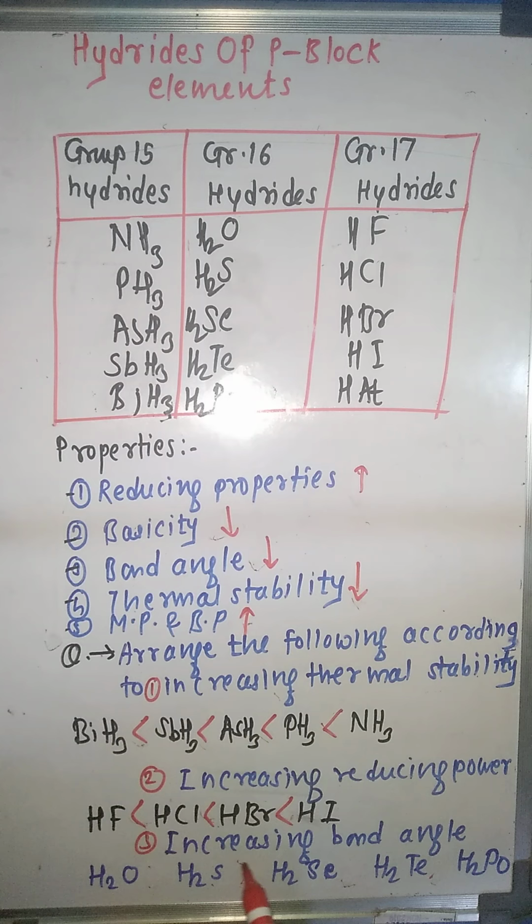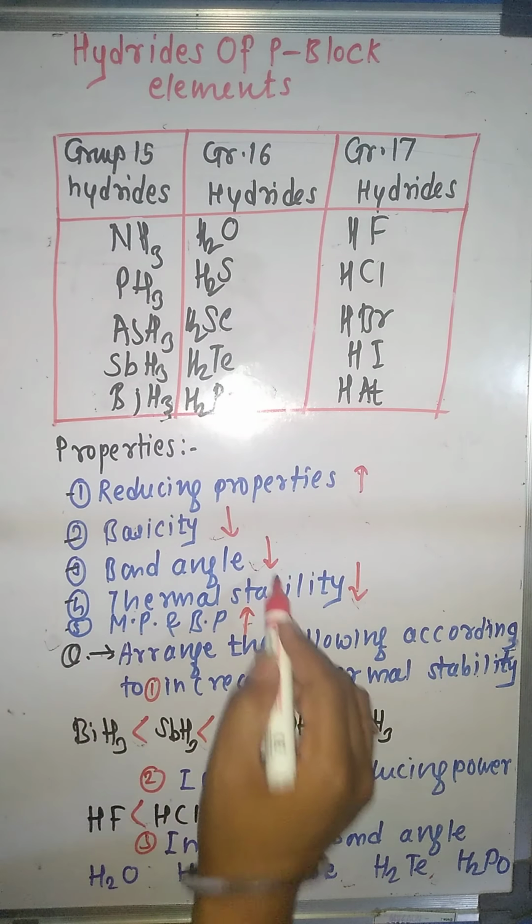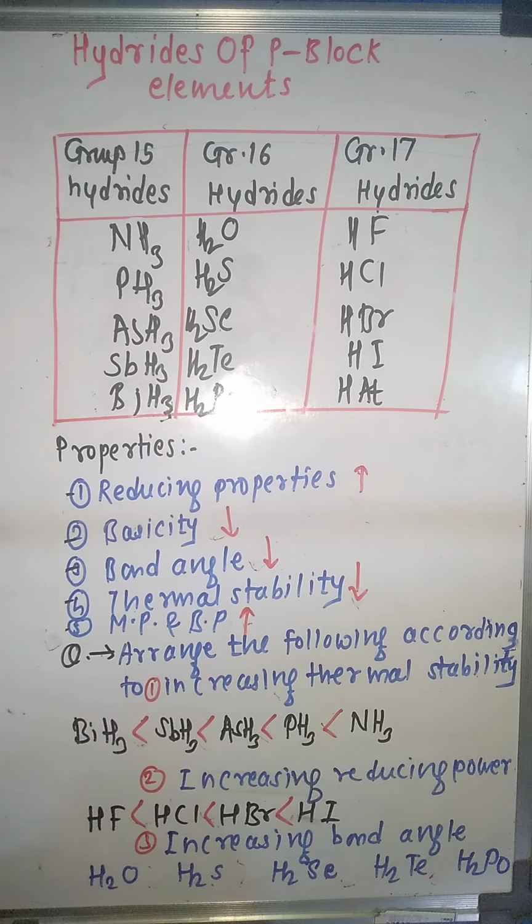Next question is arrange the following according to their increasing bond angle. Just as we have seen, from top to bottom bond angle decreases, meaning the bond angle of hydrides of upper elements is always greater as compared to the hydrides of bottom elements. Hence we can say that H2O has greater bond angle as compared to H2S, as compared to H2Se, as compared to H2Te, and finally we have H2Po. Now one question is homework for you. You have to arrange the group 17 hydrides according to their increasing melting point in the comment box.